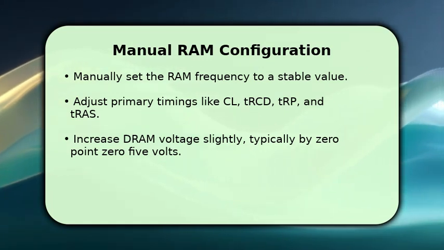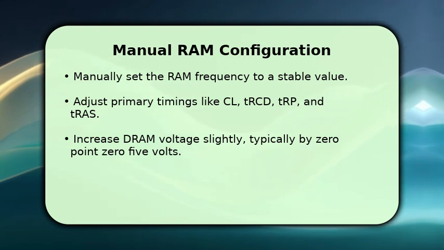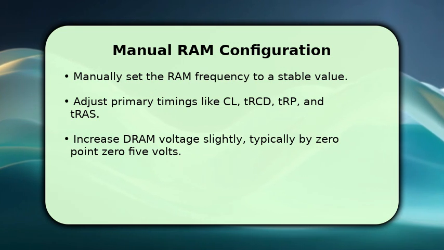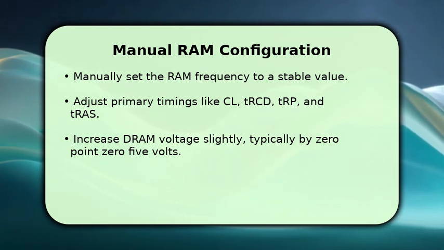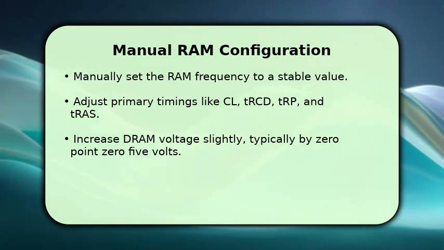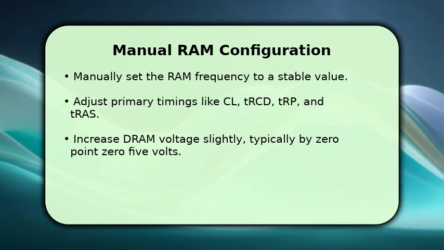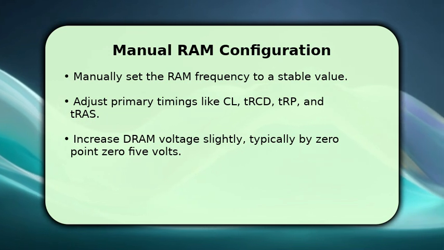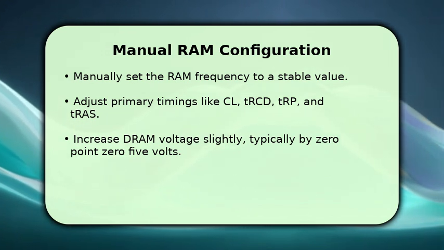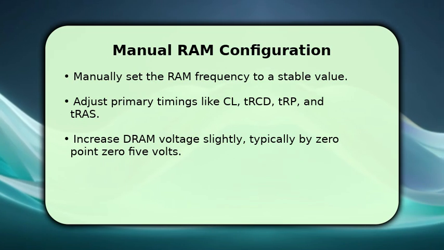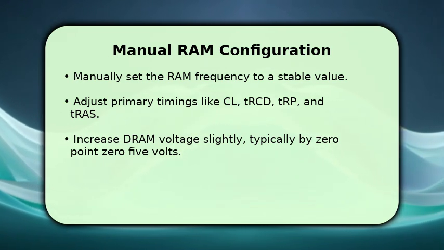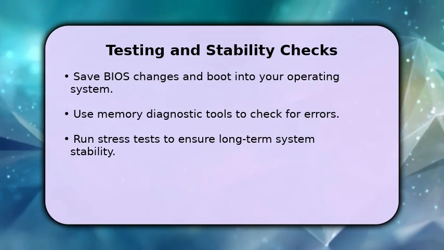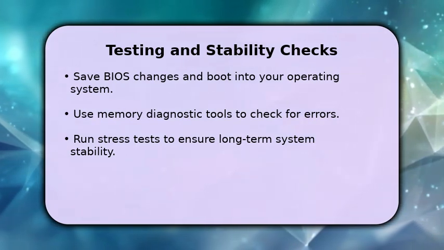Start by setting the frequency to a stable value, perhaps one step below its advertised speed. Then, adjust primary timings like CAS latency, TRCD, TRP, and TRAS according to your RAM's specifications. Finally, consider a slight increase in DRAM voltage, perhaps by 0.05 volts, to ensure stability. Always proceed cautiously with voltage adjustments. After making any changes, save your BIOS settings and reboot your system.